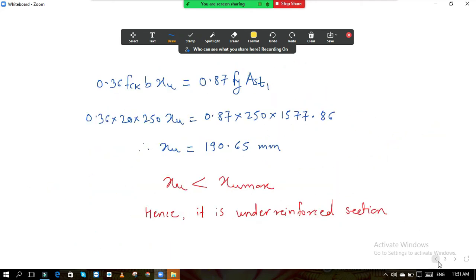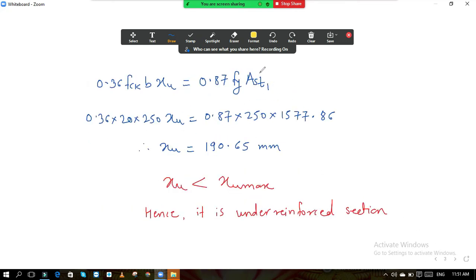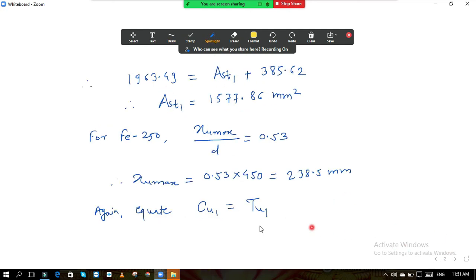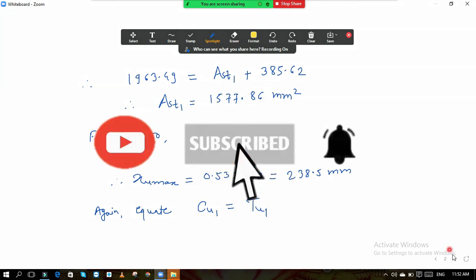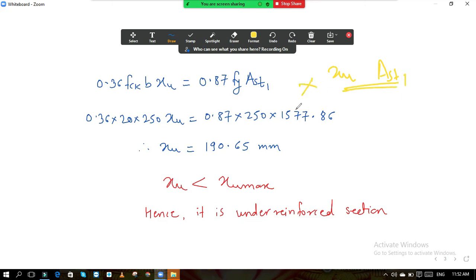Why could I not? Now if you see the formula for AST1, C is unknown, and XU is also unknown. If at the start I had equated Cu1 and Tu1 by considering the equilibrium, then I cannot solve the equation. Why? Because unless I know the value of AST1, I cannot find the value of XU. If I had taken this equation directly, there is one equation but two unknowns: XU and AST1. So I cannot solve this equation.